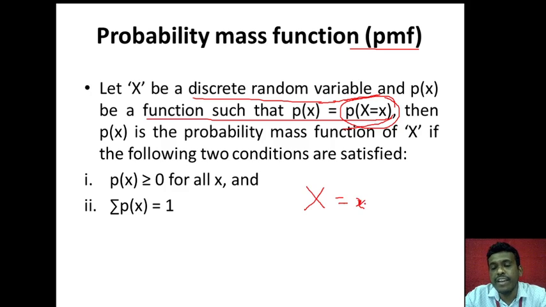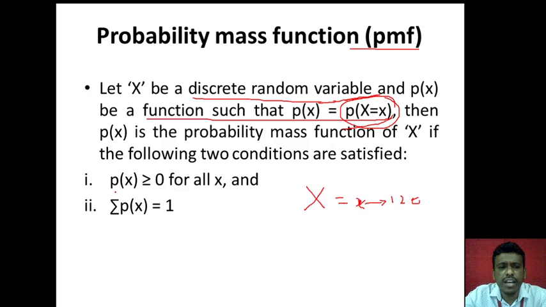Okay, x, and this number can be anything. It can be 1 head, it can be 2 heads, it can be 0 heads, so it can take any value. Okay, so p of x, when x equal to x, then probability of x is the probability mass function of x if the following two conditions are satisfied. What are the two conditions to be satisfied?